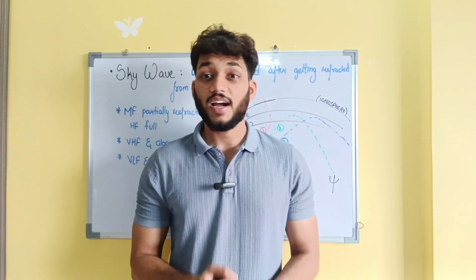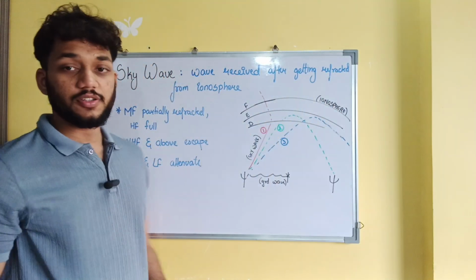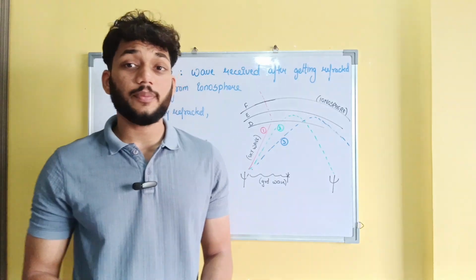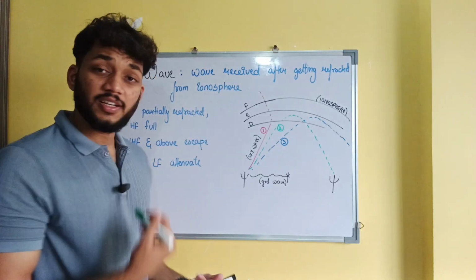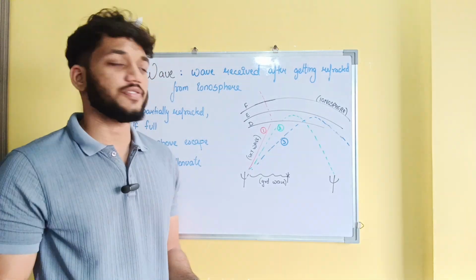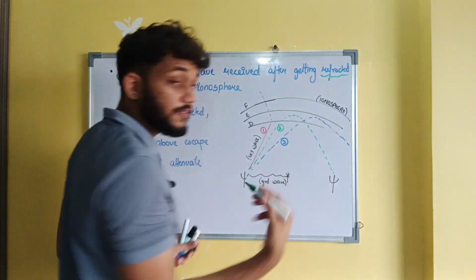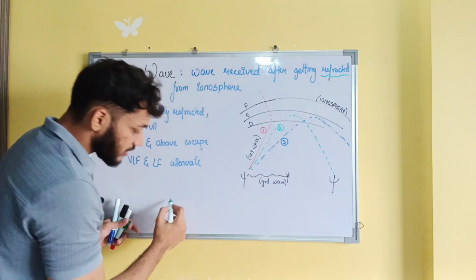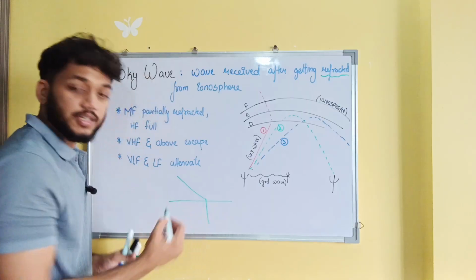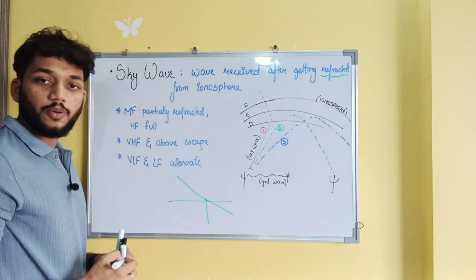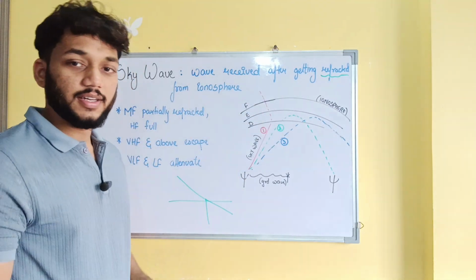Now let us start with our sky wave definition. Sky waves are basically waves received after getting refracted from the ionosphere. If you don't know about the ionosphere, I would highly recommend you watch the previous video, which is part 1 of radio wave propagation, where we have discussed in detail the layers of the ionosphere and the radio wave propagation in the ionosphere. So, waves received after getting, pay attention to this word, refracted from the ionosphere. Now what is refraction? That also we have covered. If the radio wave is moving from one medium to another, it gets either refracted towards the normal or away from the normal.